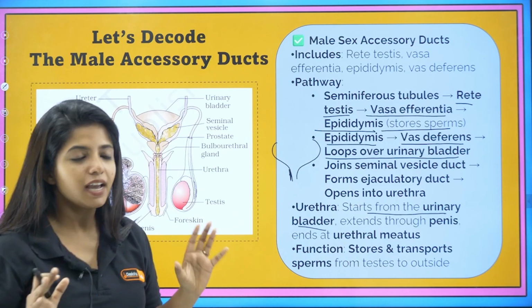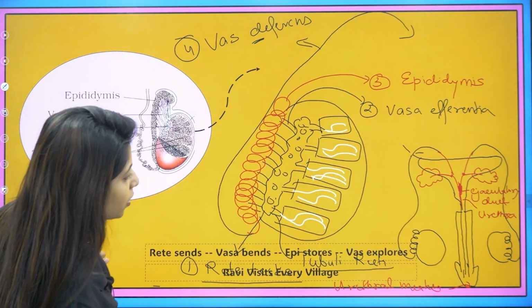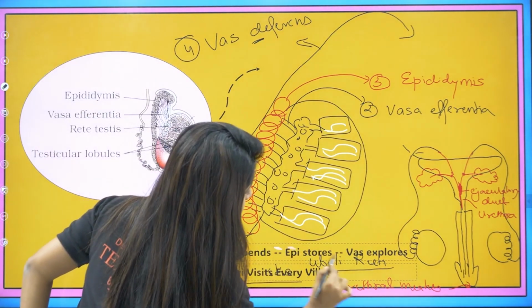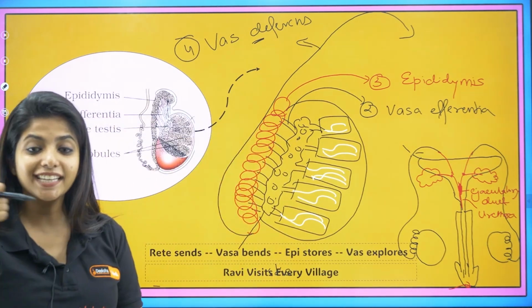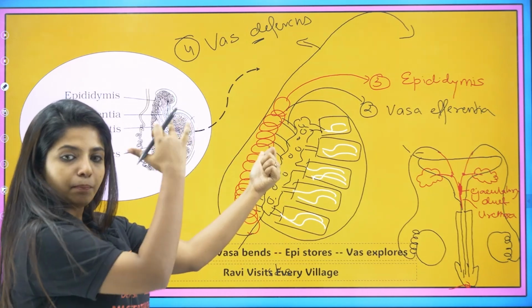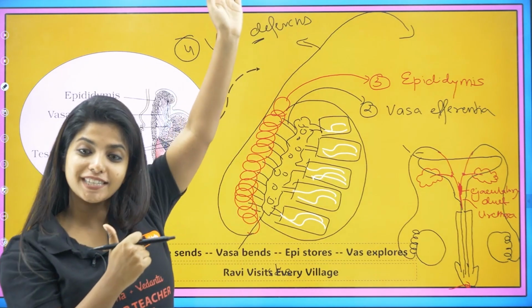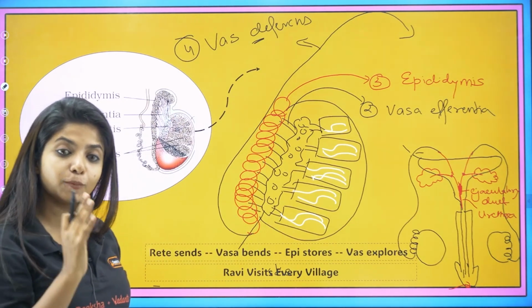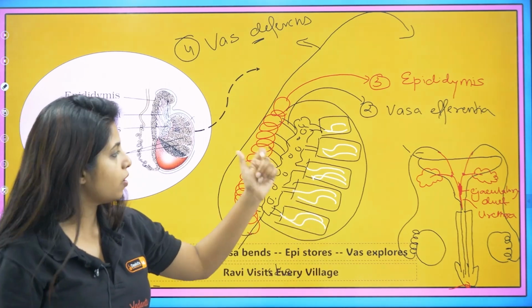That is the function. Now, I know these names might be very difficult for you to learn, which is why I have brought in something, but I might have to remove certain things for making you read that. So, yes, you can read this. Rete testis, vasa efferentia, epididymis, and vas deferens. If you want, you can study like this, or Ravi visits every village.